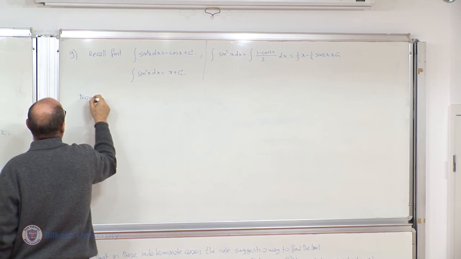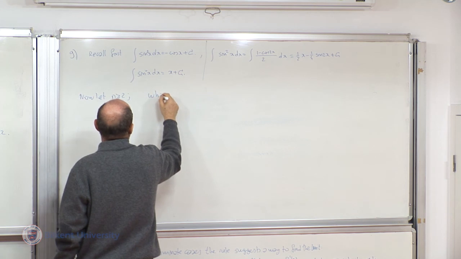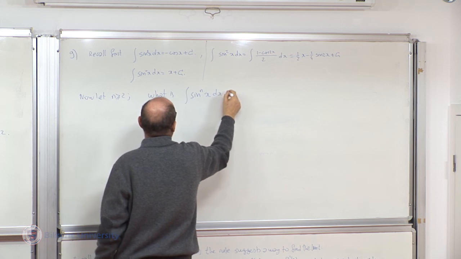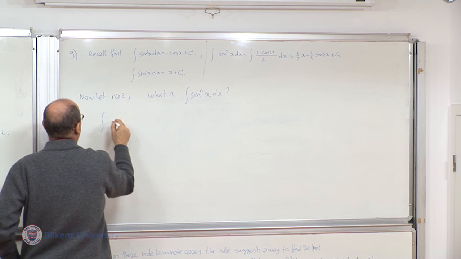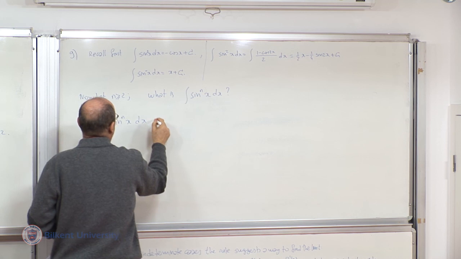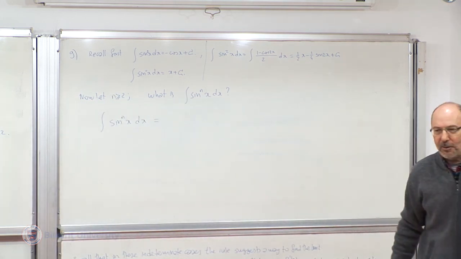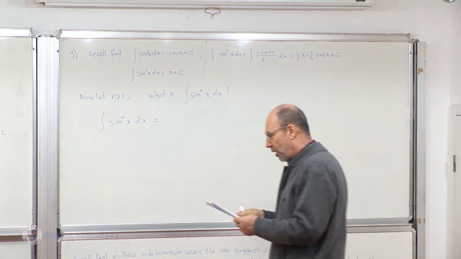Okay, so now let n be larger than or equal to 2. What is the integral of sine to the power n x dx? So that's the question. Okay, so we'll do this by integration by parts. Sine n x dx. Okay, so any idea about what we should do? Okay, we'll try. So you're probably trying. So let's see what I tried here.